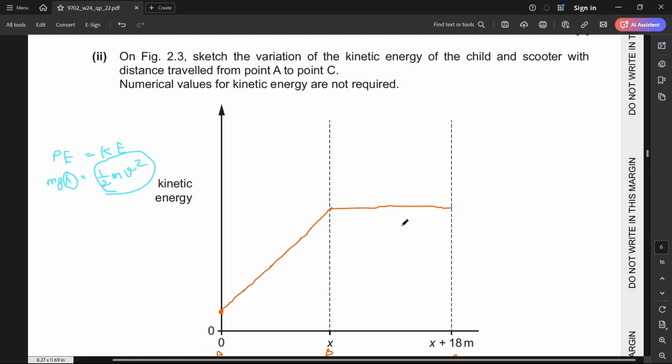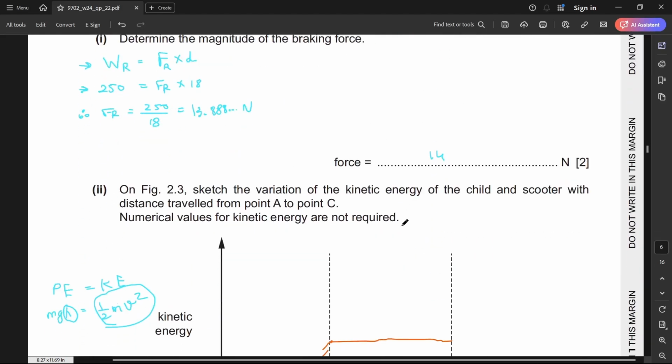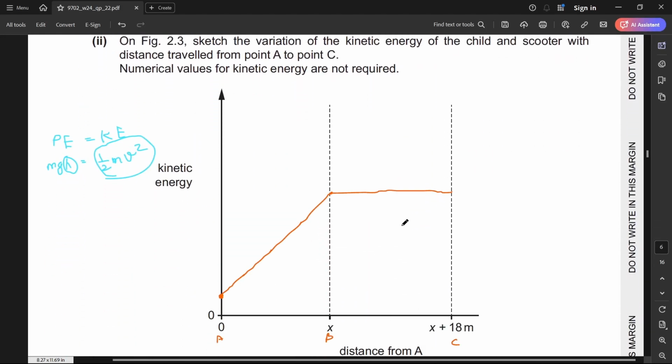So that is how I'm going to answer the second part of this question D in question 2. I hope that gives you a sense of how I achieved this: first, the kinetic energy was directly proportional to the distance moved, and then between x and x plus 18, that is between B and C, because there was a constant velocity, my kinetic energy remained constant. Even though my h is increasing, there is no change on the right hand side. Therefore, my final answer between B and C will be a horizontal line.